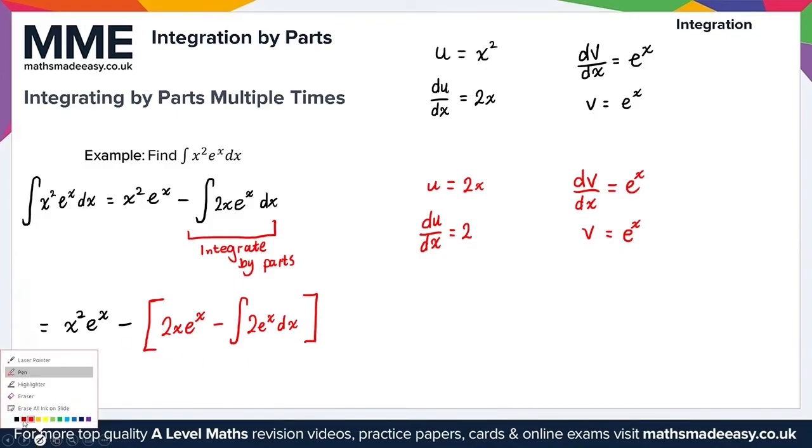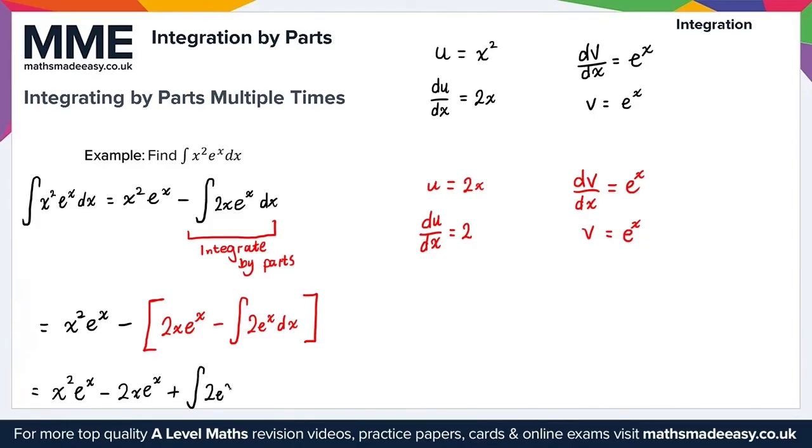So if we write everything out now back in our original pen colour, we've got x squared e to the x minus 2x e to the x. And now minus this result, so minus of a minus, that would just become a plus. So this is plus the integral of 2e to the x with respect to x. And in this case now, all we simply need to do is find the integral of 2e to the x with respect to x. And that would just simply give us 2e to the x again.